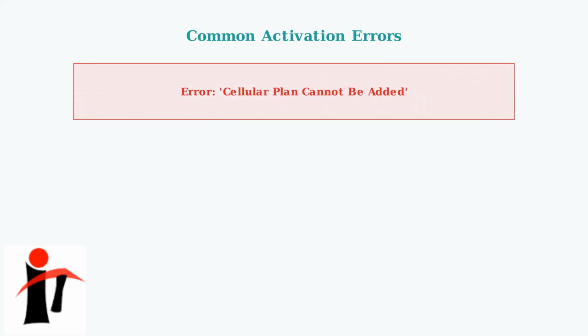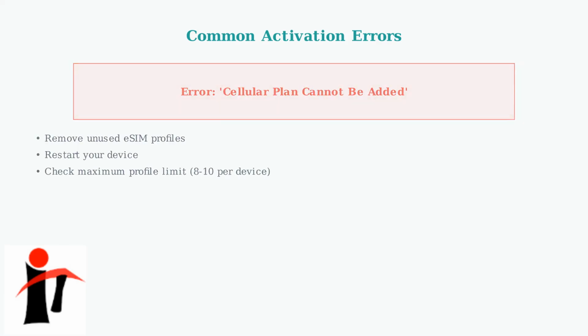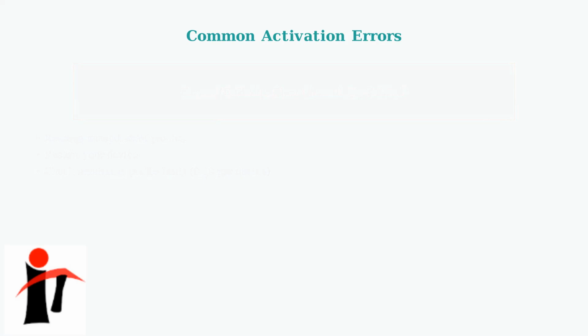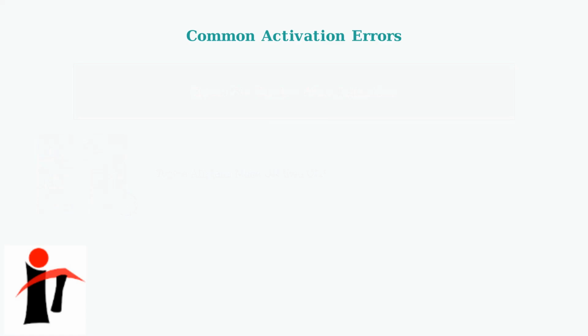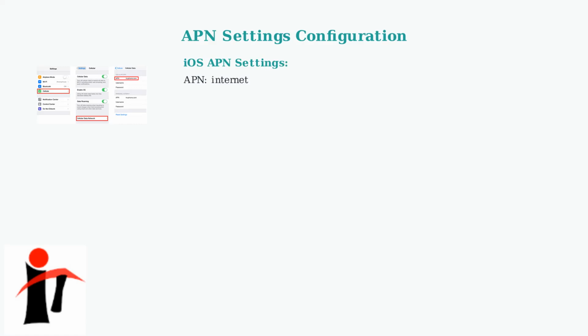The second error is cellular plan cannot be added. This usually means you've reached the maximum number of eSIM profiles on your device. Remove unused profiles or restart your device. The third error is no service after successful activation. This requires manually selecting your network operator and toggling airplane mode on and off. If you're still experiencing connectivity issues, check your APN settings. For iOS devices, the APN should be set to Internet with blank username and password fields.